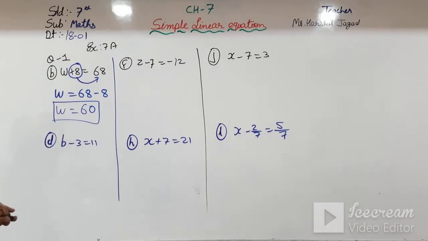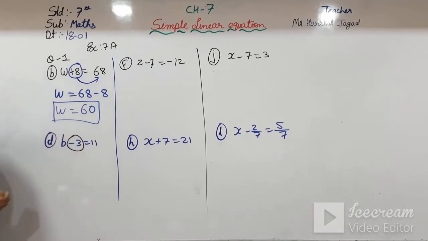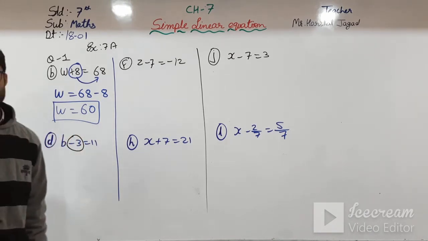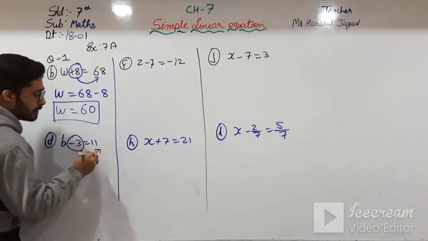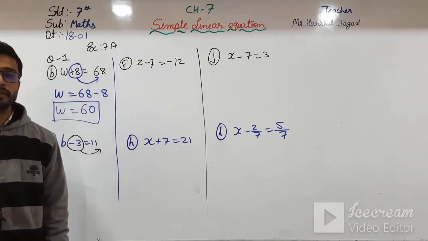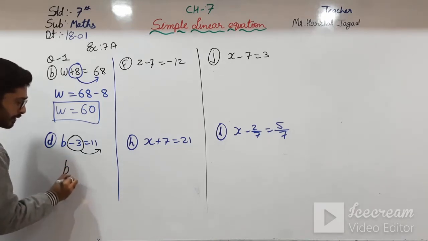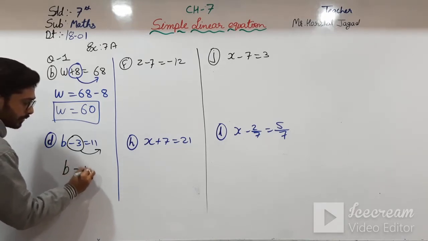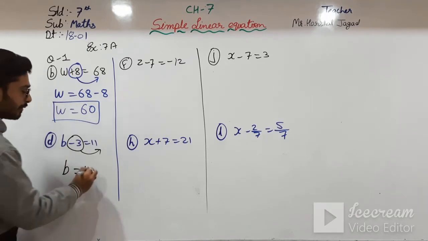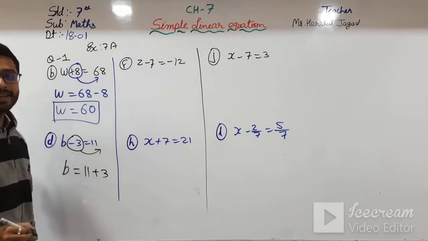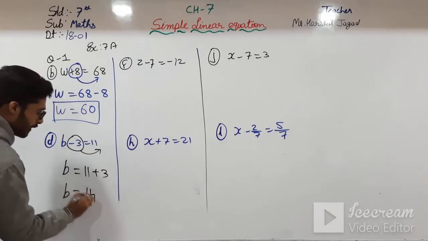Moving further, you can see here there is subtraction, minus 3 is there. So when it goes toward this side, it will be addition. B is equal to 11 plus 3. So B value we get, that is 14.